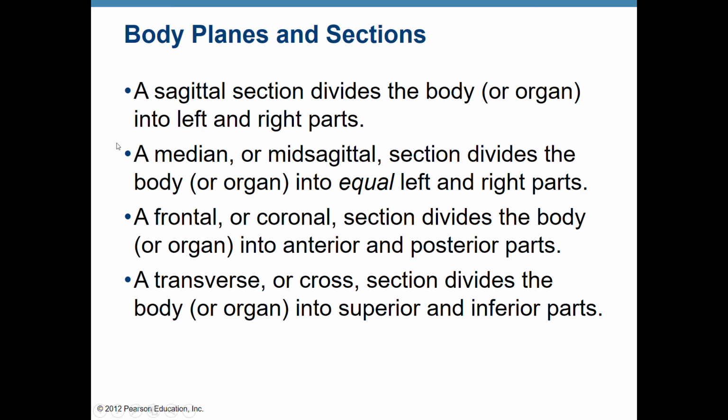Next, we have the frontal or the coronal. This section divides the body or the organ into anterior and posterior parts. So the front part and the back part. I will correct myself. Frontal and coronal section divides the body into anterior and posterior, the front and the back parts. Transverse or cross section divides the body or the organ into superior and inferior. The superior and inferior, that is the transverse. So the upper part and the lower part.